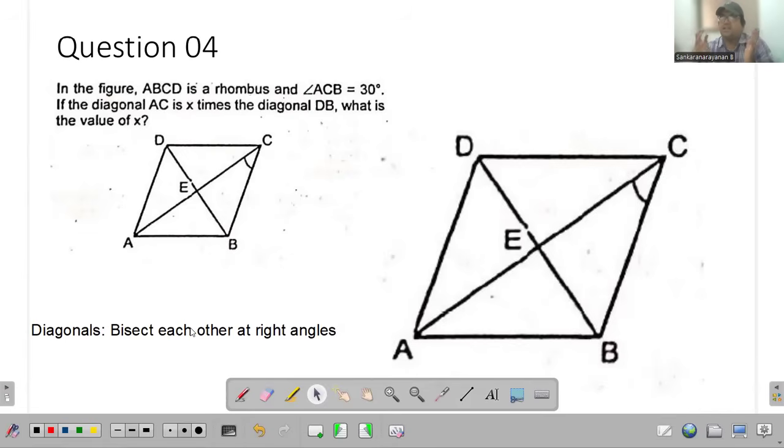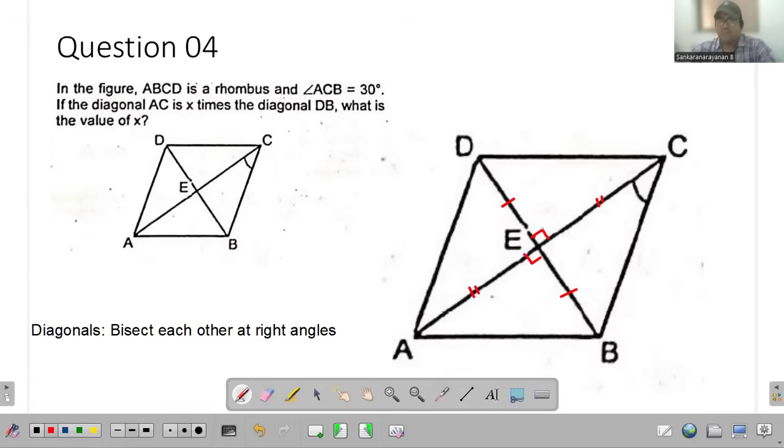So I cannot claim that the diagonals are equal in measurement, but the diagonals bisect each other at right angles. Cool. So I can consider that this DE and this EB, measurement wise, will be equal. AE, please note, should be equal to EC. Measurement wise, they are equal and they cut at 90 degrees. Okay, please be aware of this.